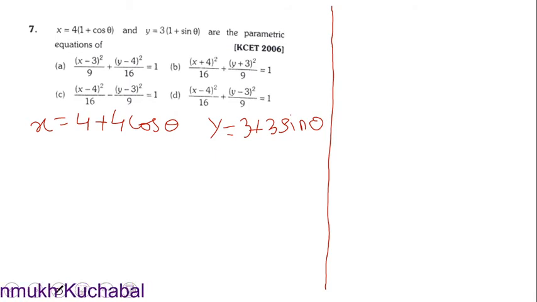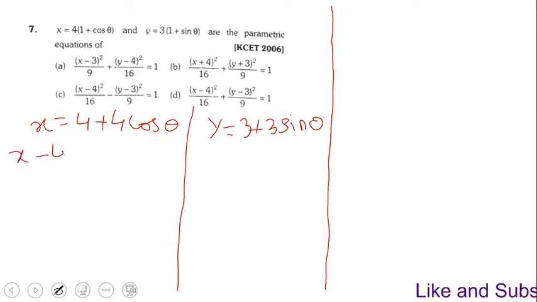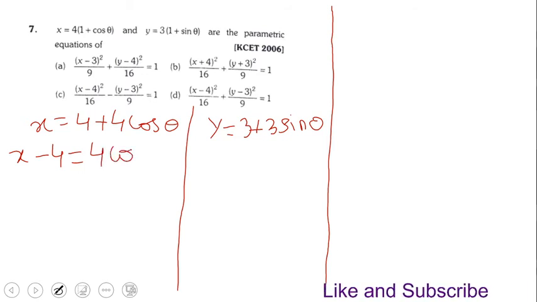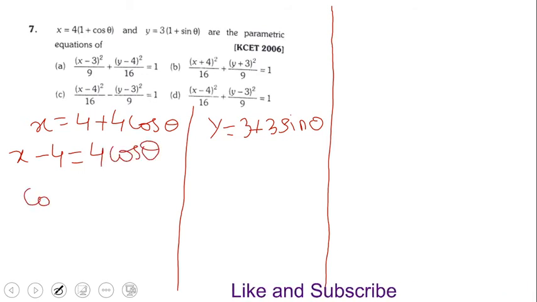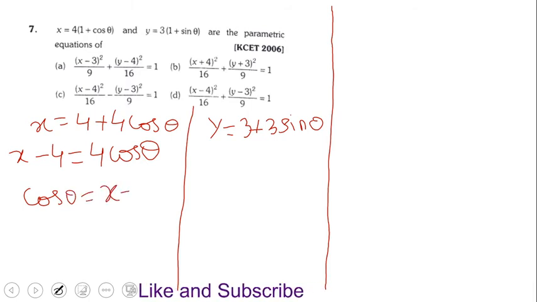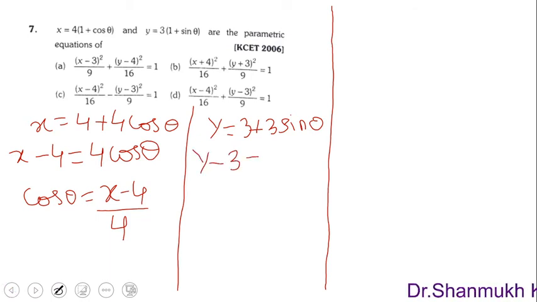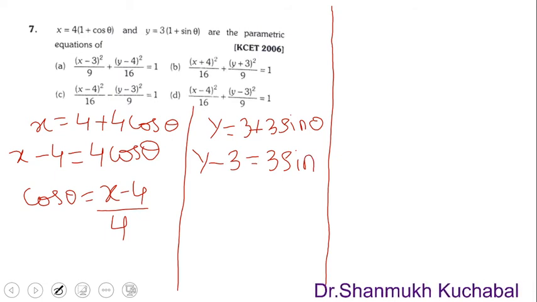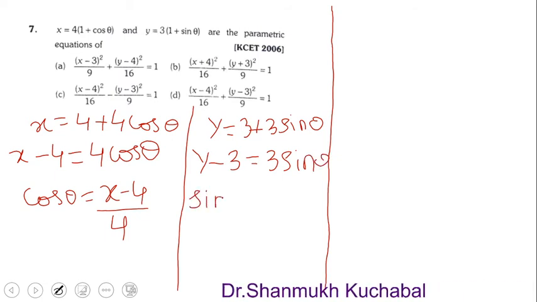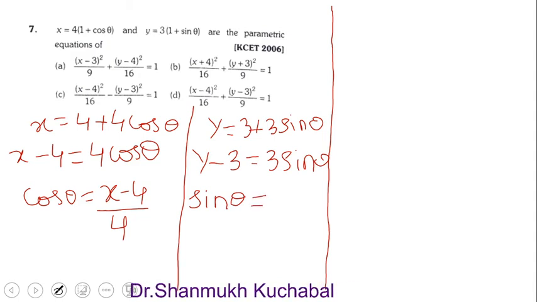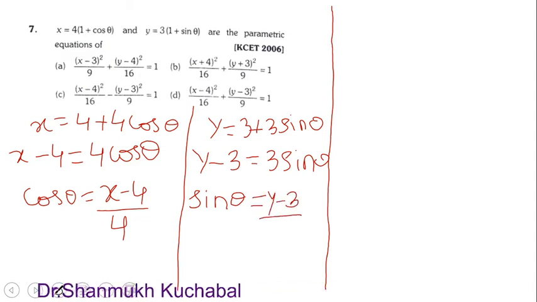Okay, like this. Further, we have to write a solution for cos theta from the first equation. So I write x minus 4 equal to 4 cos theta. Further, I can write the cos theta value as x minus 4 divided by 4. From the first equation we get it. From the second equation, we have to write a solution for sin theta. So we get y minus 3 equal to 3 sin theta, or else the sin theta value is y minus 3 divided by 3 here.